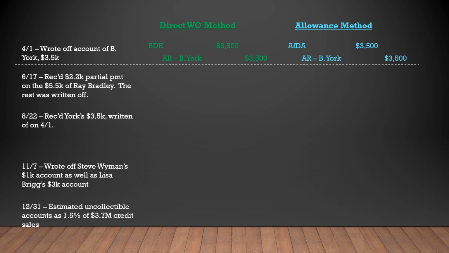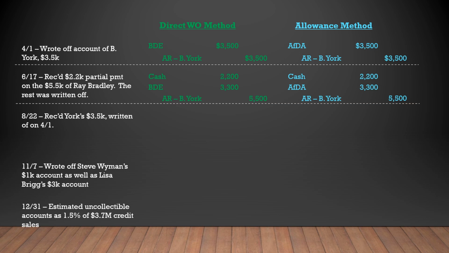Under the direct write-off method, we still debit BDE and credit AR. AR will be credited for the full amount of $5,500. Ray made a partial payment of $2,200, so we debit cash for the amount received. The amount of our bad debt expense is the difference between the AR removed and the cash received, $3,300. Under the allowance method, the entry is nearly identical, except we swap bad debt expense with allowance for doubtful accounts.